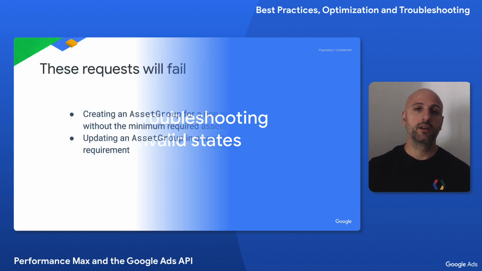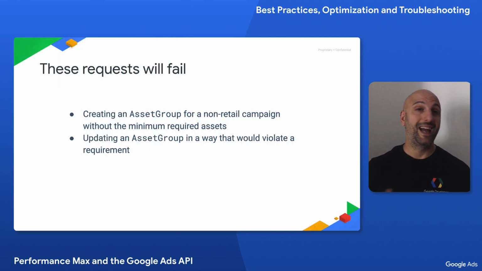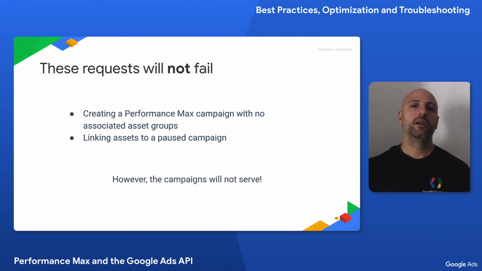As we've just seen, violating an asset requirement at any time, both when creating or updating an asset group, will throw an error. But there are cases when you seem to have done everything correctly and yet you didn't. For instance, you just created a Performance Max campaign but then forgot to link an asset group to it, or you did but the campaign is paused. These are all perfectly fine situations from an API request and response perspective, but they are not okay for your campaign because it will not serve any ads.